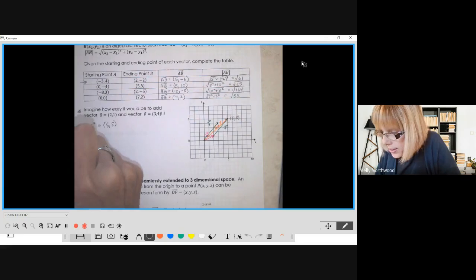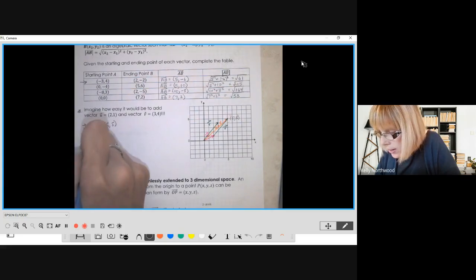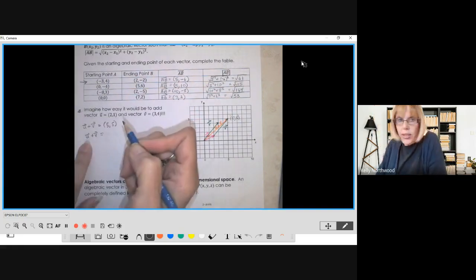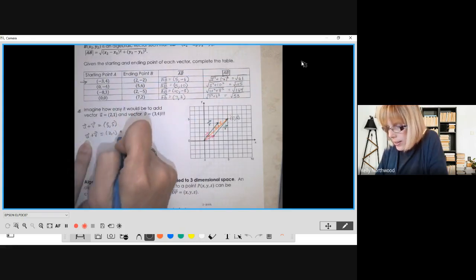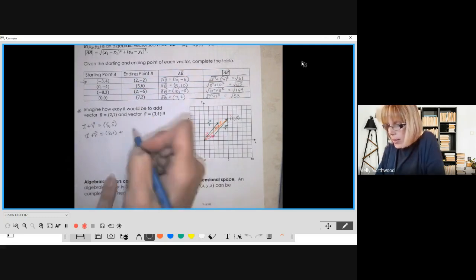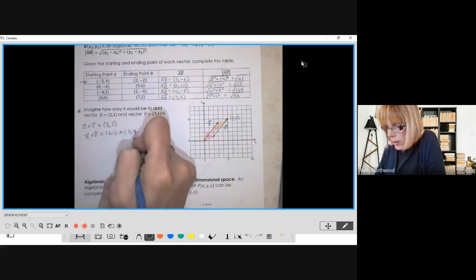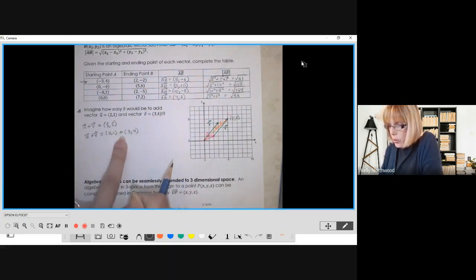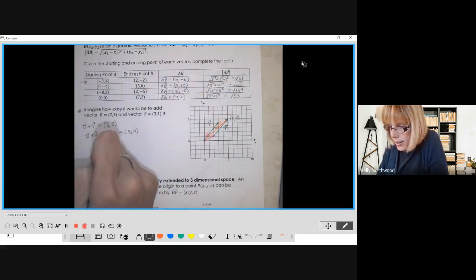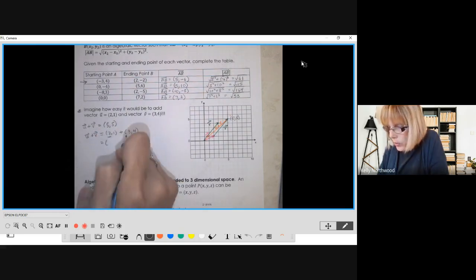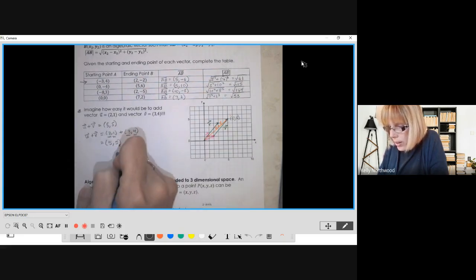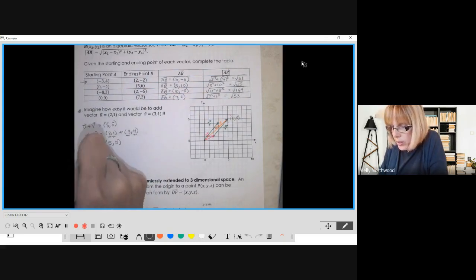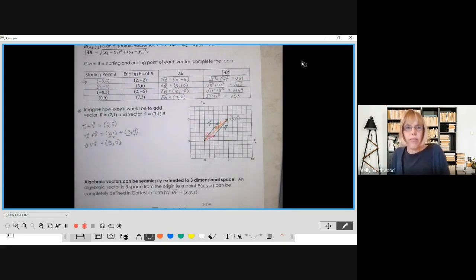Now watch this. Without any diagram, vector u is 2, 1 plus vector v, which is 3, 4. So vector u plus vector v, add the x components, 2 plus 3 is 5. Add the y components, 1 plus 4 is 5. Algebraic vector u plus v is 5, 5.